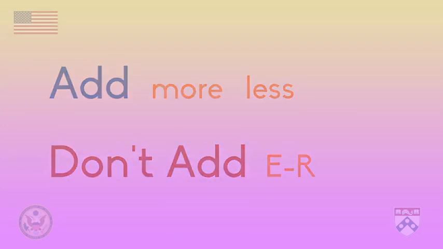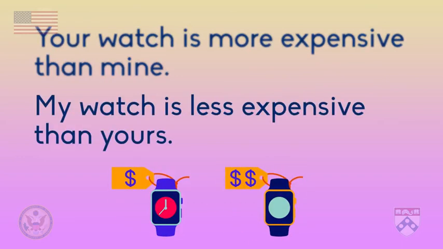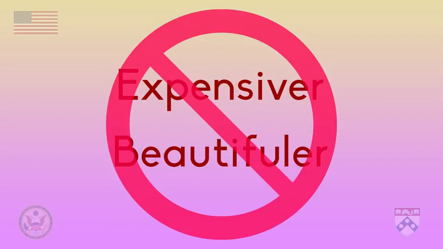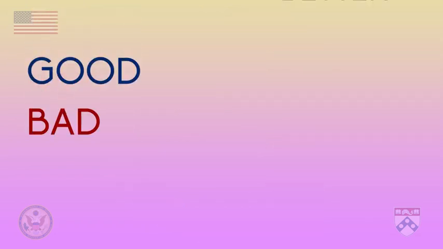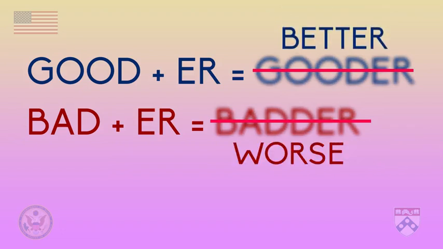So we can say, your watch is more expensive than mine, or my watch is less expensive than yours, but we don't say expensiver or beautifuler. Before we finish, let's look at some special adjectives, good and bad. They have special comparative forms that don't follow the normal rule. You might expect them to become gooder and badder, but the comparative forms are actually better and worse.